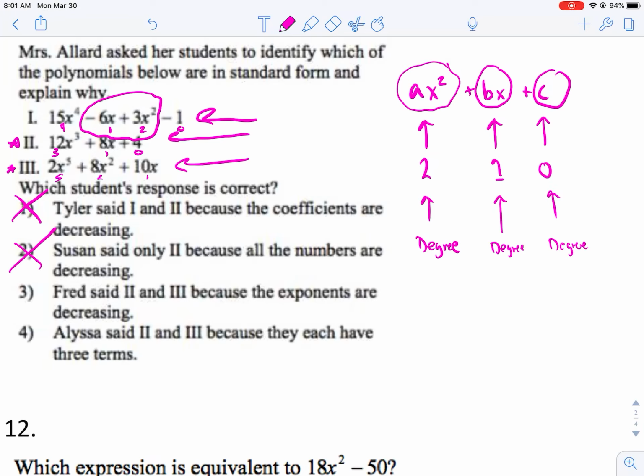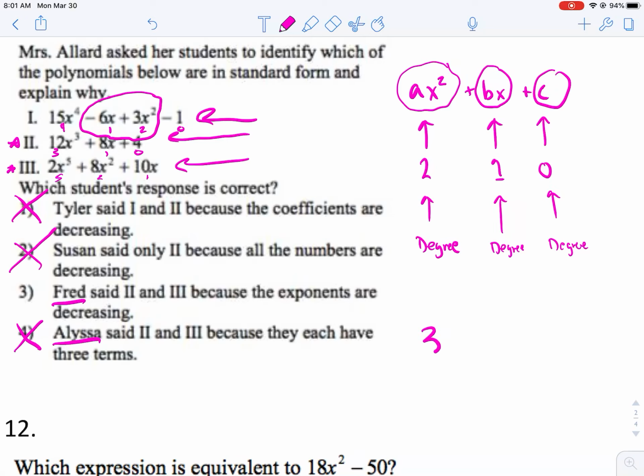Okay, now this one doesn't have 2 or 3, it just has 2, so that one's out. So we're just left with 3 and 4. All right, so now we have to decide which one of these is right, whether it's Fred or Alyssa. Fred says 2 and 3 because the exponents are decreasing. And Alyssa said 2 and 3 because they each have 3 terms.